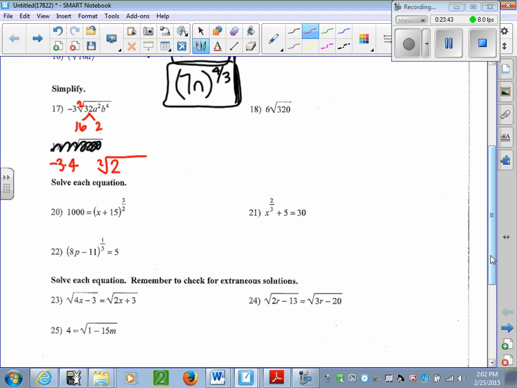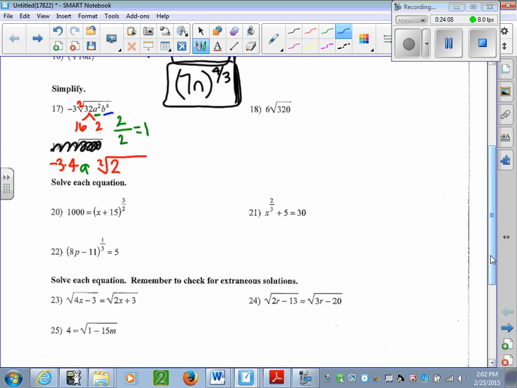And then I'm going to look at this a and this b. So remember, for the a, I take my exponent, which is a 2, and divide it by my index, which is a 2. That leaves me with 1. So 1a comes out from under the radical. No remainder, so no a's are stuck under the radical.